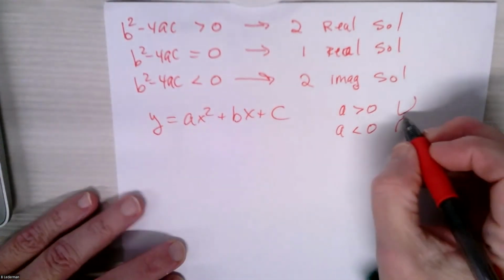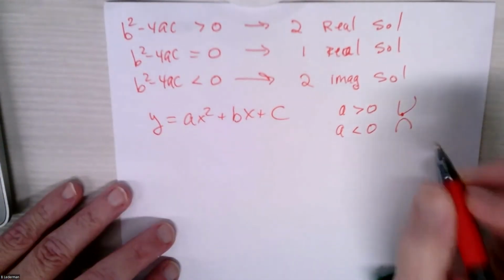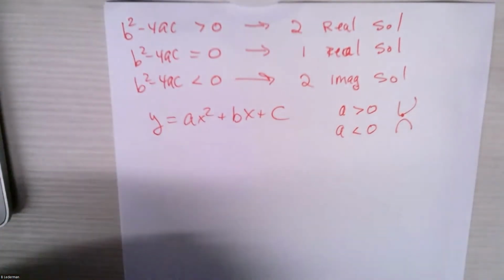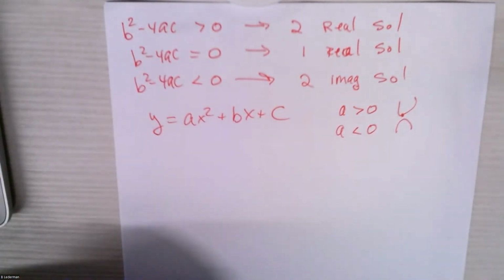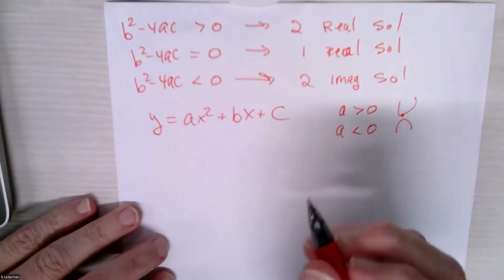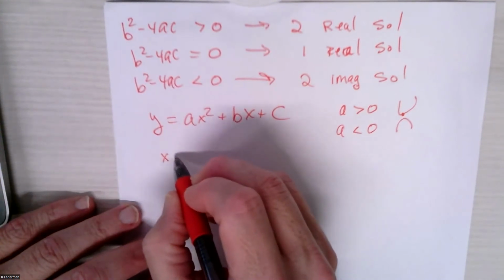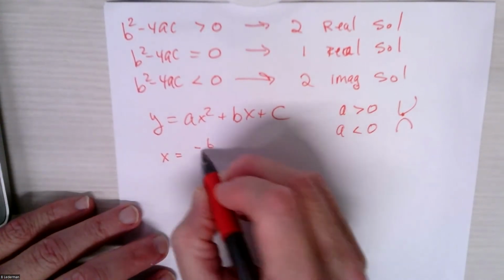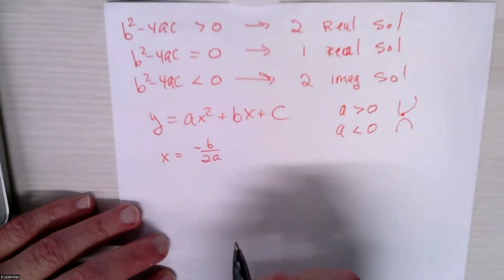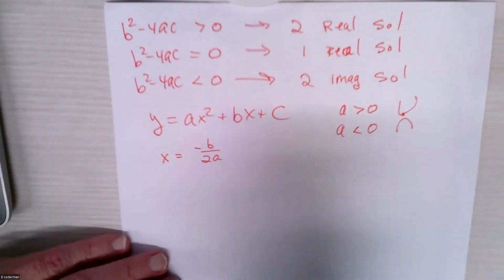But how do you find the vertex of a parabola? Well, if you took algebra, you may or may not have learned, and you may or may not remember, there's a formula for the vertex of a parabola, and the x value of the vertex is going to equal -b over 2a.